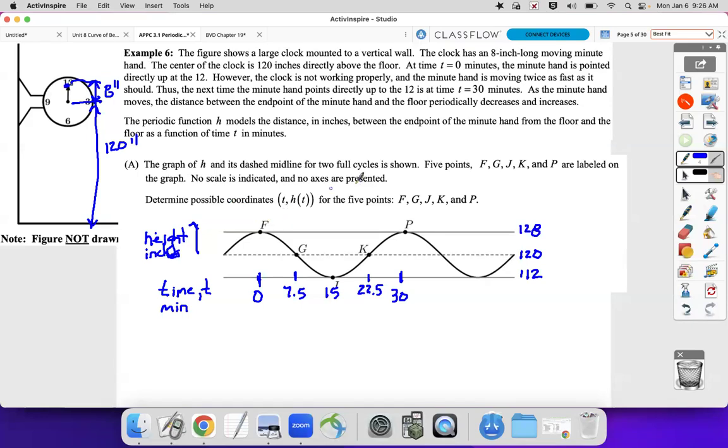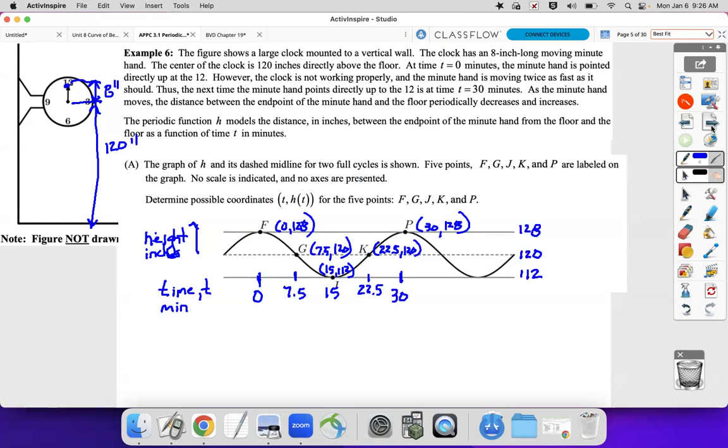All right, so now what they want us to do is tell the exact values of the points F, G, J, K, and P. So no rounding. So what we're going to do is say F is at an X value of 0 and a Y value of 128. G is at an X value of 7.5 and a Y value of 120. J is at an X value of 15 and a Y value of 112. K is at an X value of 22.5 and a Y value back to 120. And the last one, P, is at 30 X and 128 Y.